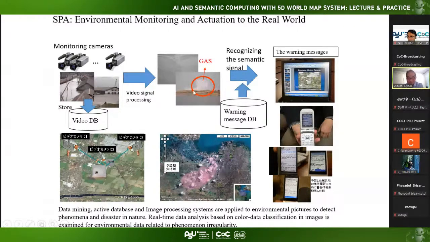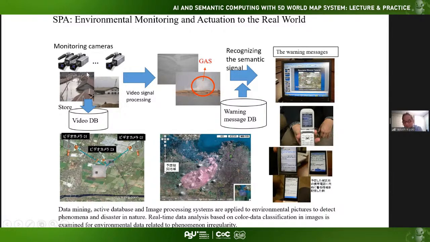So this gas is the first trigger of this disaster, like a first signal, all right? The first signal must be caught by a human action. And if we can catch this starting message from nature, we can make a deep analysis of the meaning of this gas. So a big disaster will be coming.